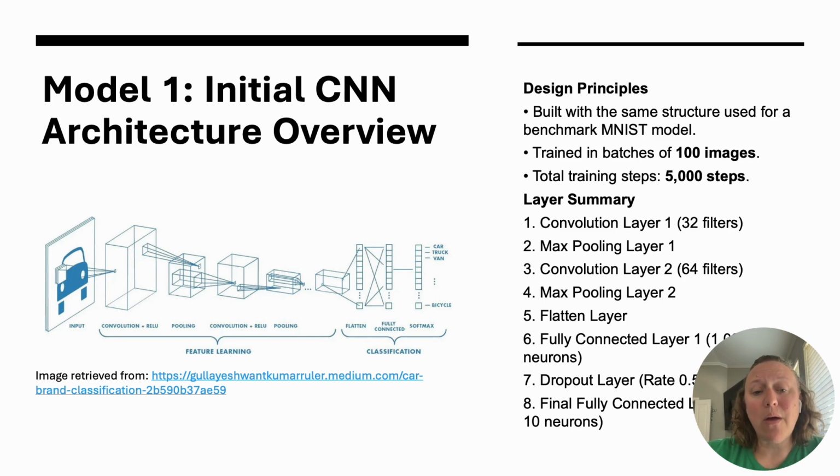We then apply dropout at 50% to prevent overfitting by randomly deactivating half of the neurons during the training. And finally, the output layer contains 10 neurons, one for each class, producing logits that are converted to probabilities using softmax. The loss is calculated by using softmax cross entropy. The model was then trained for 5,000 steps with batches of 100 images each.